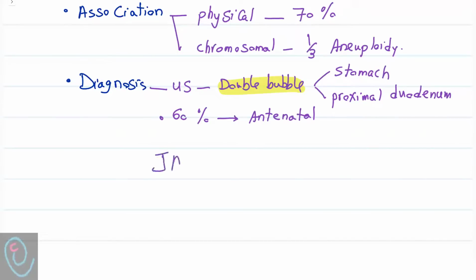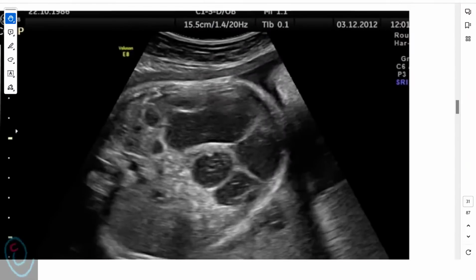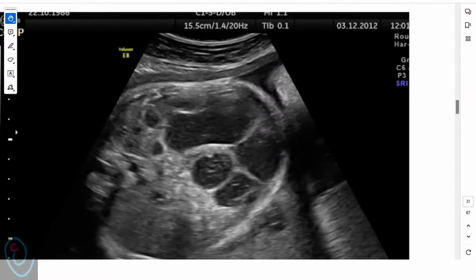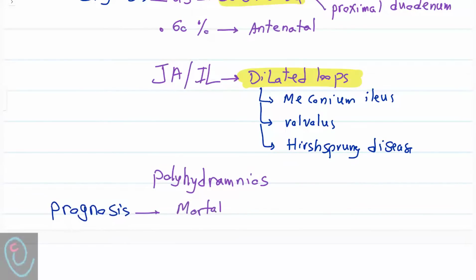While jejunal atresia or ileal atresia are seen as dilated loops of intestine. And the differential diagnosis of dilated loops includes meconium ileus, volvulus, or Hirschsprung disease. In this image, we can see dilated loops of intestine. In addition, polyhydramnios is common with GIT anomalies. Regarding prognosis, mortality rate with uncomplicated intestinal atresia is less than 10%.